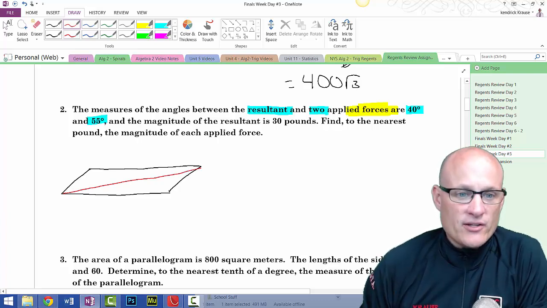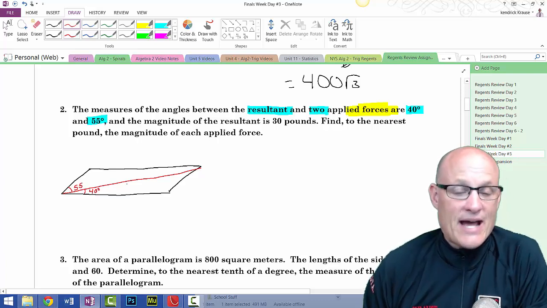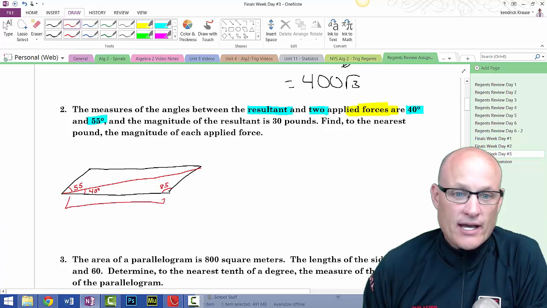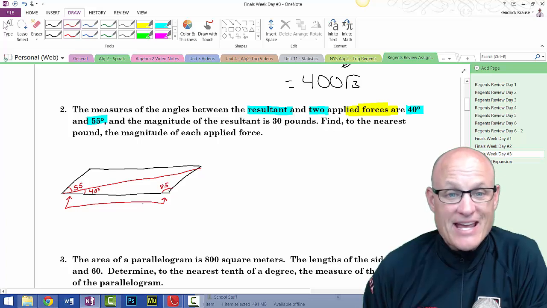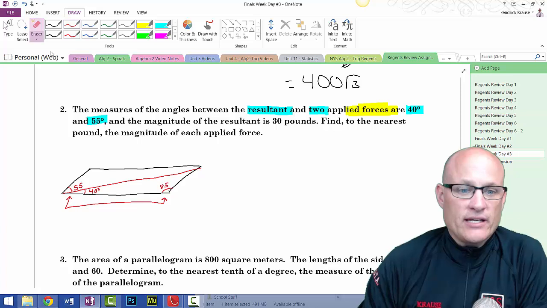So I look to see this one is bigger than this one. I've got 40 and 55, so I'm going to put those in the right place. 40 degrees and 55 degrees. Well, that's 95 degrees. That leaves me 85 for here, because these 2 angles have to add up to 180 degrees.